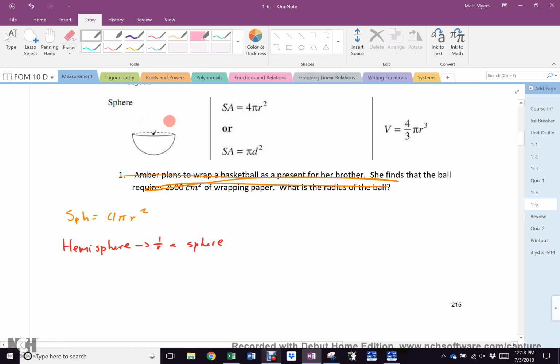Everyone agree? Okay. So logically, shouldn't the surface area of a hemisphere simply be a sphere divided by 2? That makes sense, right? So 4 pi r squared divided by 2. So it should be 2 pi r squared, shouldn't it?